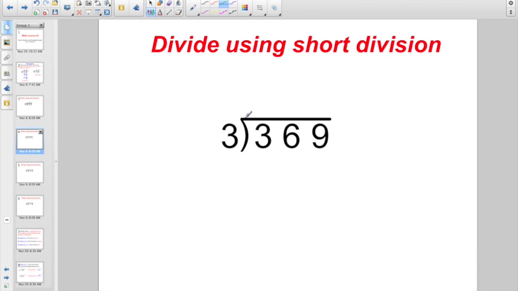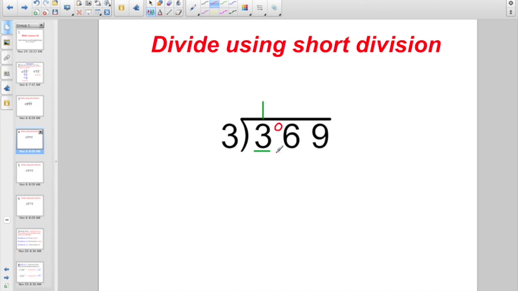Check out this one again. 369 divided by 3. Let's start right here. 3 divided by 3 goes in there one time, right? Multiply it back. 1 times 3 is 3. And subtract 3 minus 3 in your head. 3 minus 3, hey, that's 0, right? So let's go ahead and write in a 0 next to the next digit.